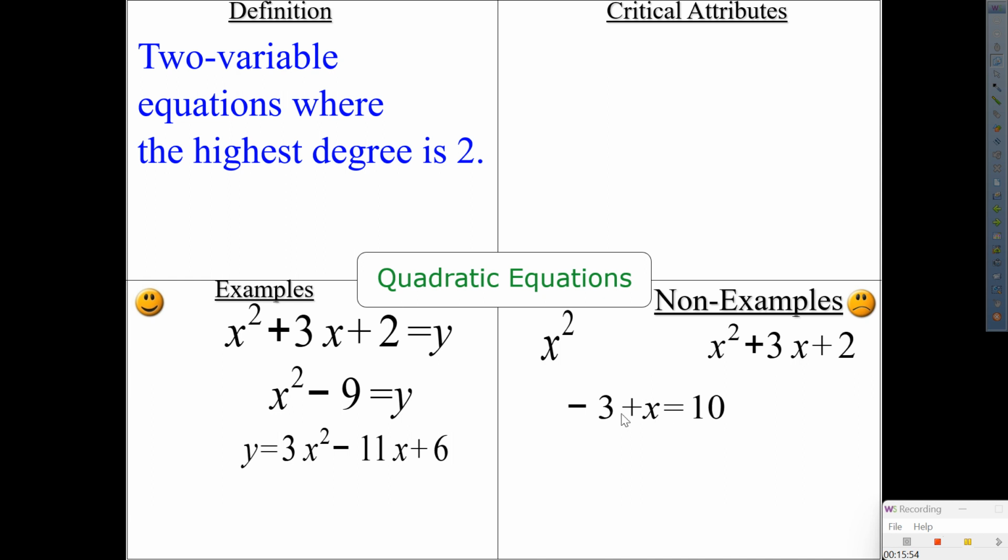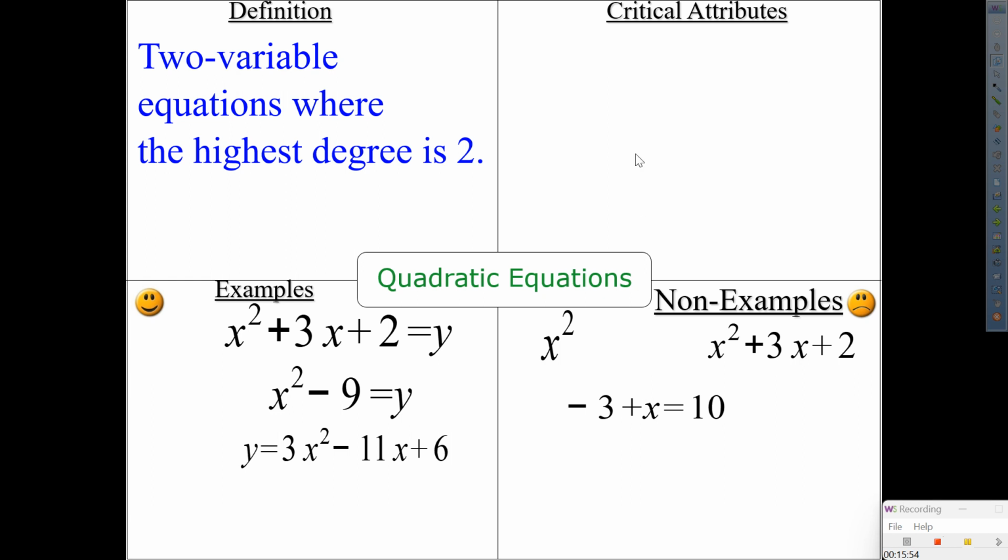Doesn't have a second variable. That's one thing. What else? So it's missing the y. What else is it missing? Tell your neighbor, what else is it missing? Second degree. That is correct. It has to be a second degree.